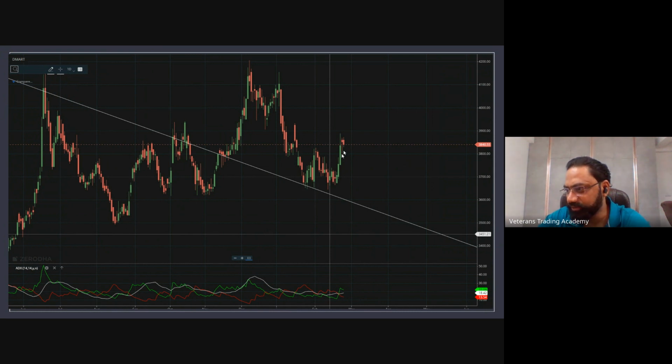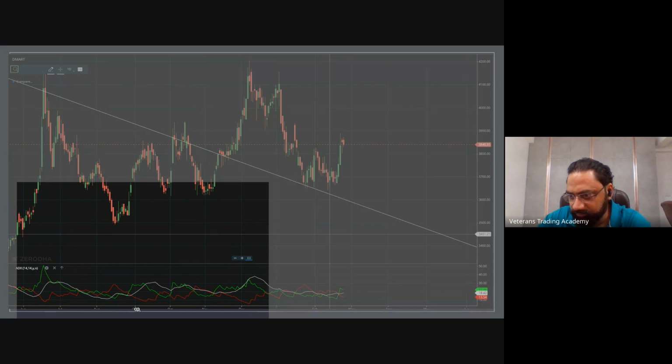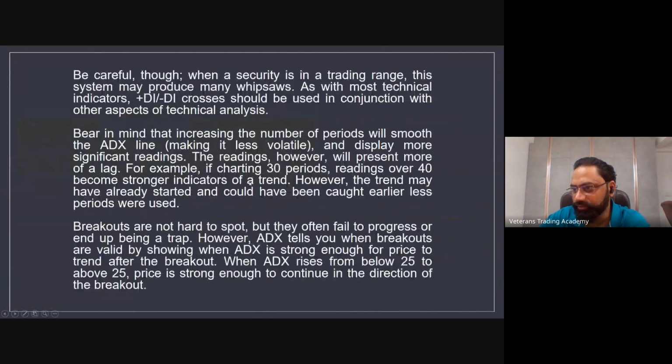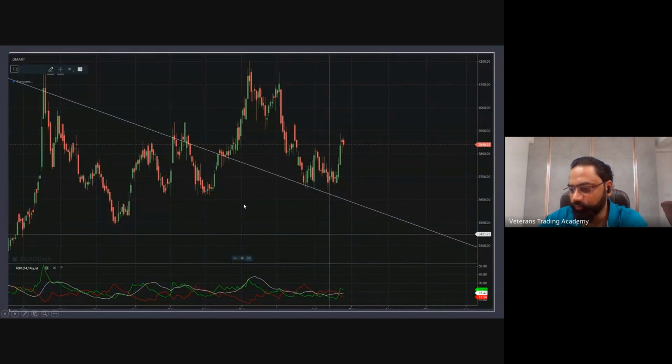After the retest it is going up, and now if you see this part, the white line is the ADX line, the green line is the plus DI, and the red line is the minus DI. What is happening is that the plus DI has crossed the red line, the minus DI, and ADX is also inching up. Though it has not crossed 25, it is inching up presently. It's close to about 20 right now, which gives us an indication that chances are the trend may continue.